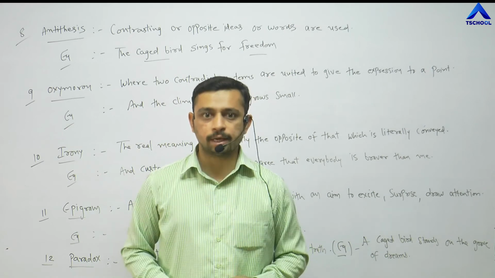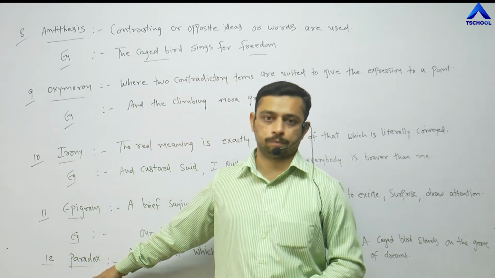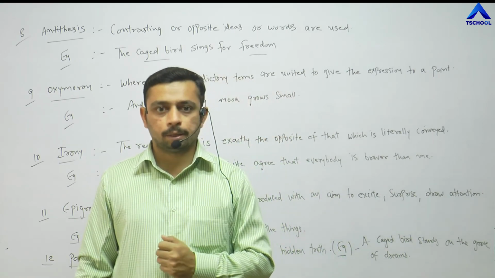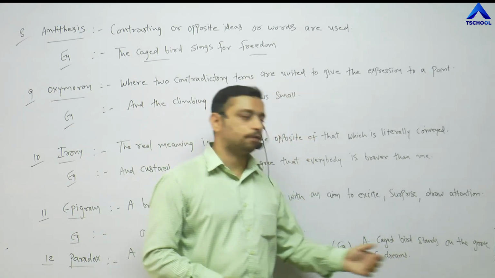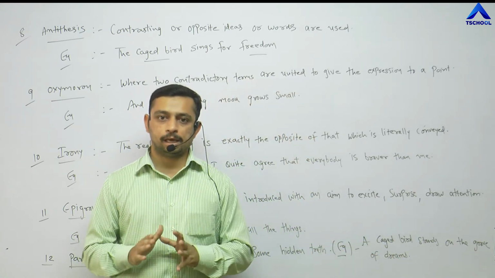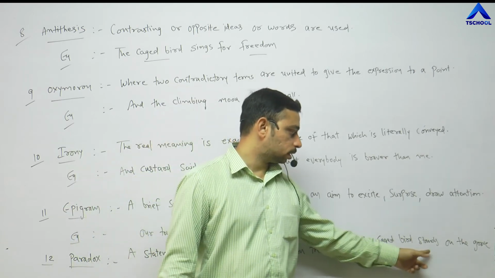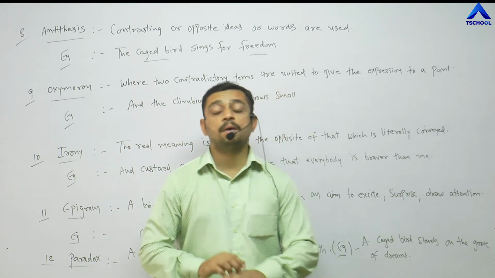And when you understand that sentence, that particular figure of speech is paradox. Look at the example again so you will understand. A caged bird stands on the grave of dreams. There is a bird who is caged, stands on the grave of dreams. The dreams are being ended.